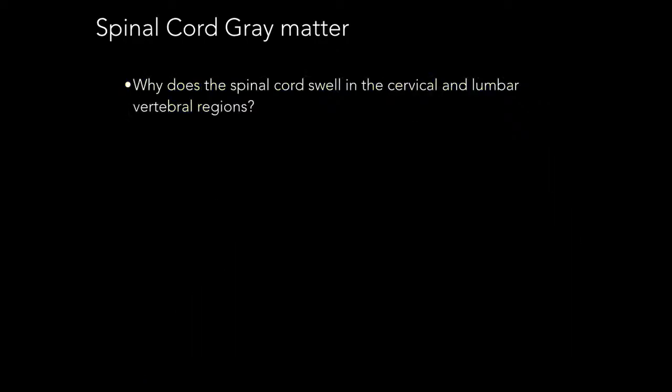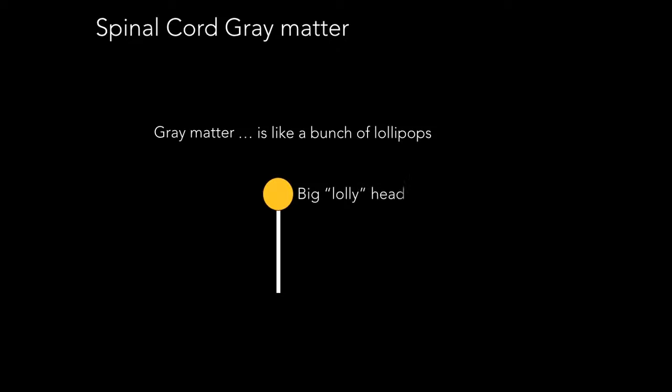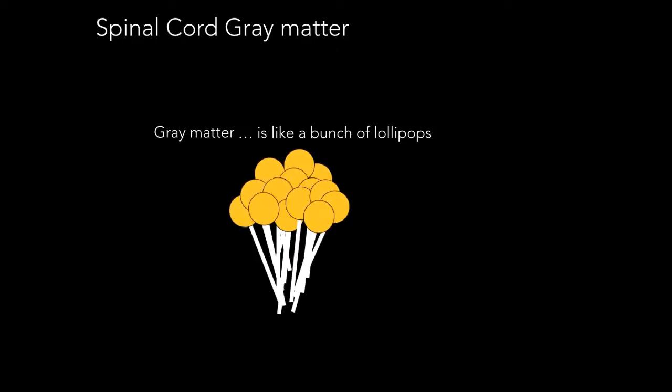All right, so why does the spinal cord swell in the cervical and lumbar vertebral regions? Okay, so to answer that question, let's use an analogy. Gray matter is like a bunch of lollipops. So there's that part that's very tasty, and then you've got that little thing that comes down. So you've got a big lolly head and a thin lolly stem. And remember when you collected some of these when you were kids and you bought them at stores, and you have a couple and a few, and then you've got a whole bunch of these lollipops.